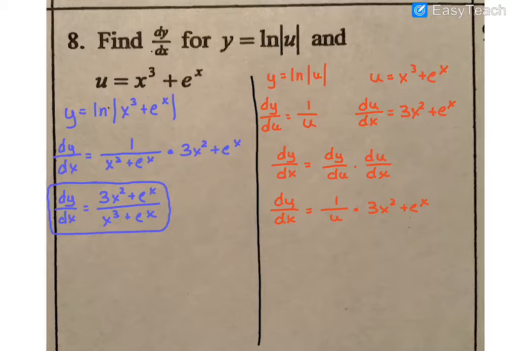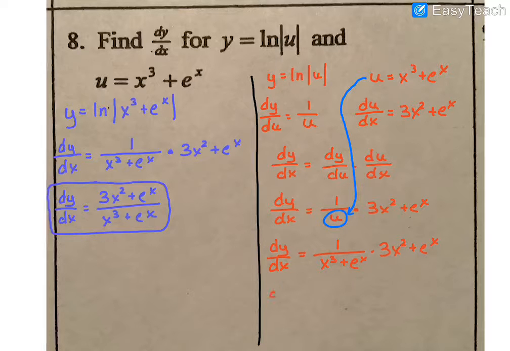Now keep in mind we were asked to find dy dx, so our answer all needs to be in terms of x, and we currently have a u in the works. So we need to take this u value and replace it. If you recall, u is defined from up above, so we can use that information to replace it. So dy dx is, instead of 1 over u, 1 over x cubed plus e to the x, still multiplying by 3x squared plus e to the x.